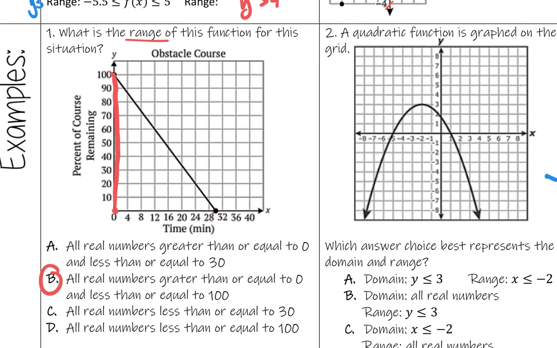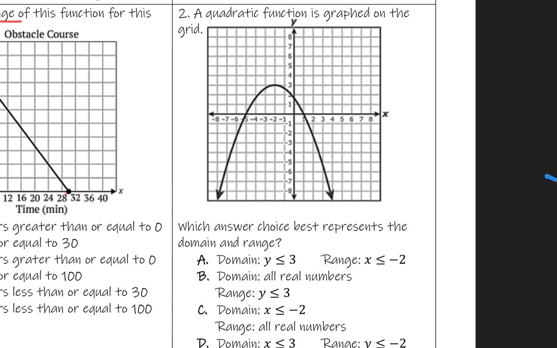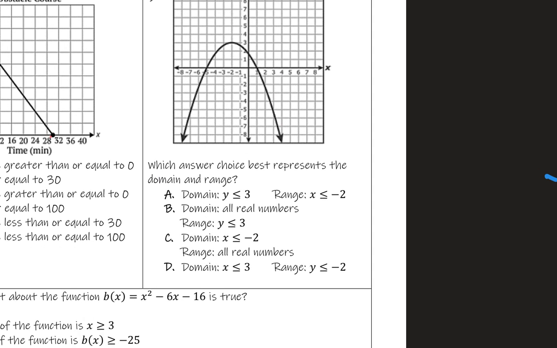All right, next one says, a quadratic function is graphed on the grid. Which answer choice best represents the domain and the range? What's the domain here? We talked about this. All real numbers, good. So on domain, let's find the one that says all real numbers. I see that B has it. Just B, right? That's it.